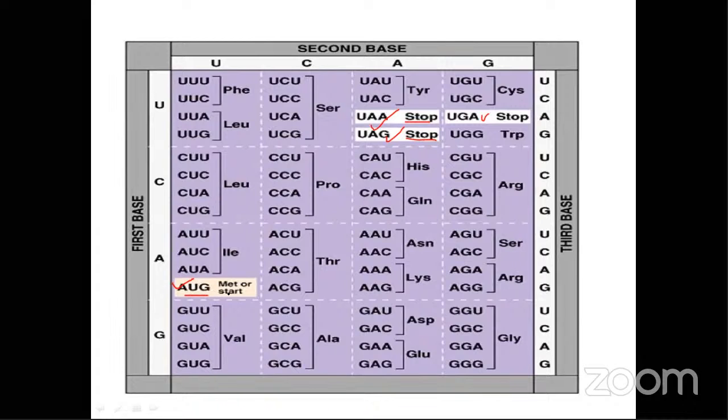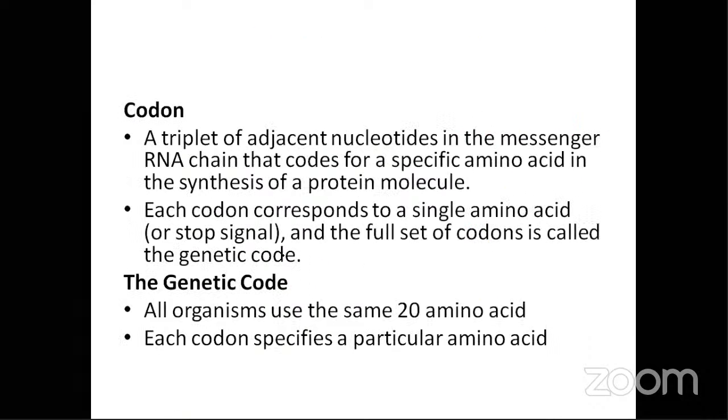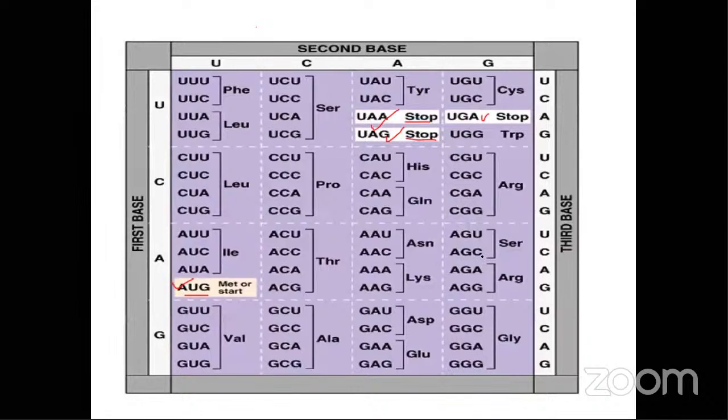So it is always the universal start codon, and these three are stop codons. This is the matrix of your 64 amino acid coding codes, that is the genetic code. And the peculiar thing is that all of them, in total, will produce 20 amino acids. Whatever 64 codes are there, they will ultimately code for 20 amino acids.